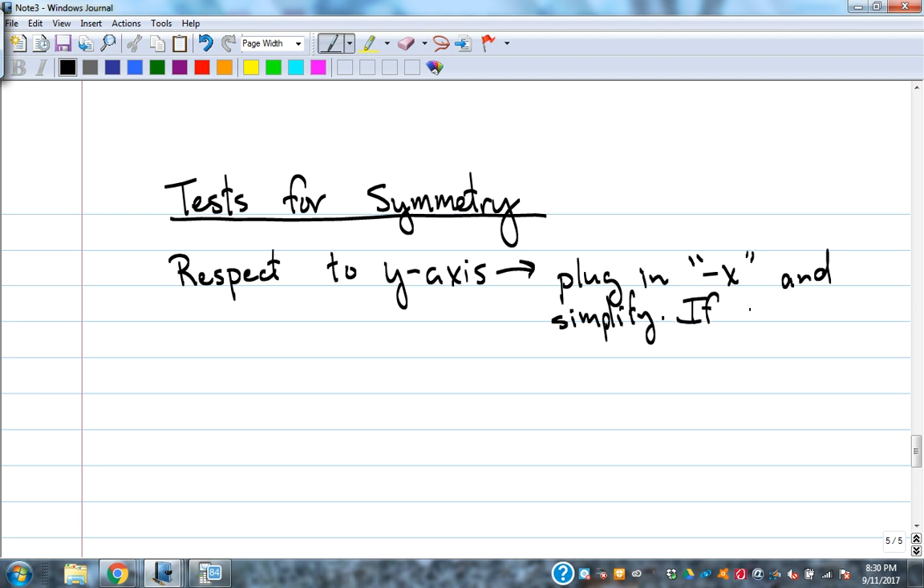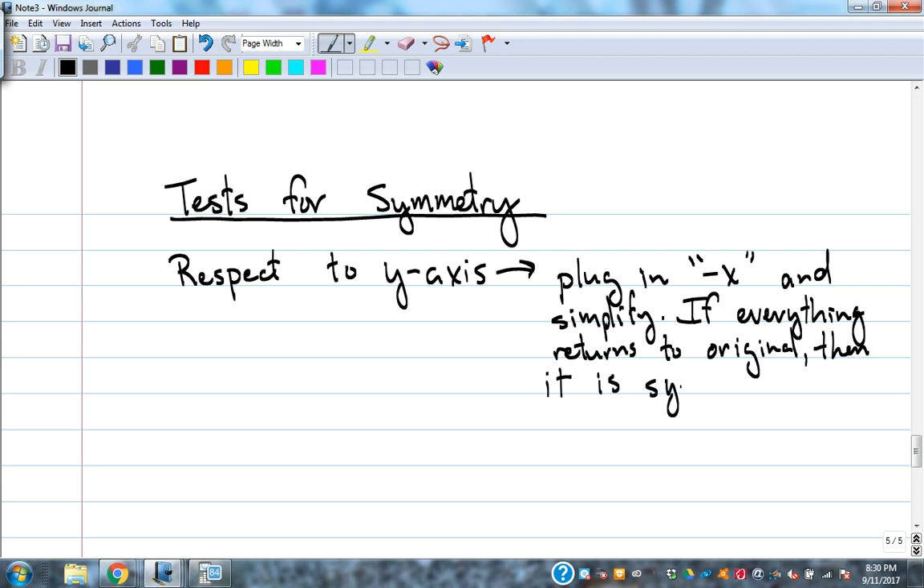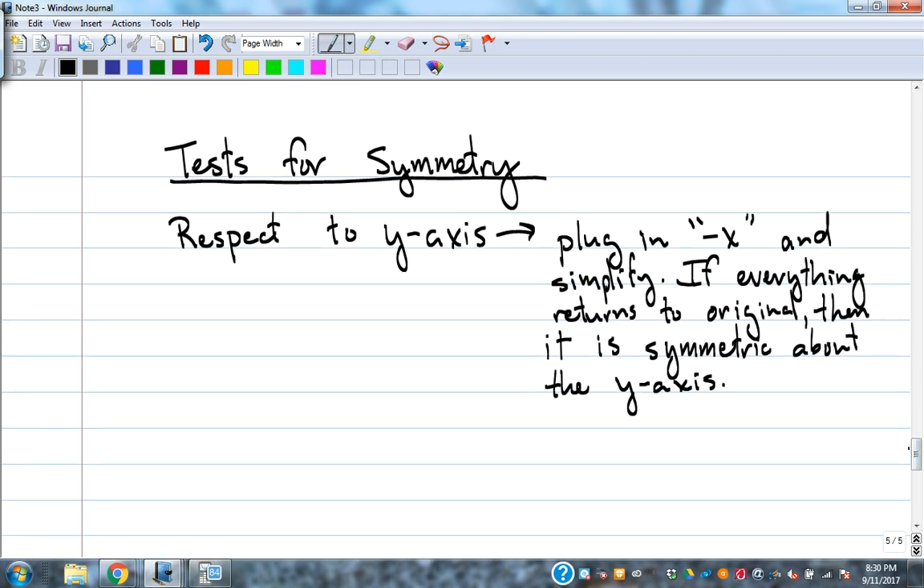Here's the if-then. If everything returns to original, then it is symmetric to the y-axis. Okay? Everything's got to go back to the way it was at the beginning. An example of that.